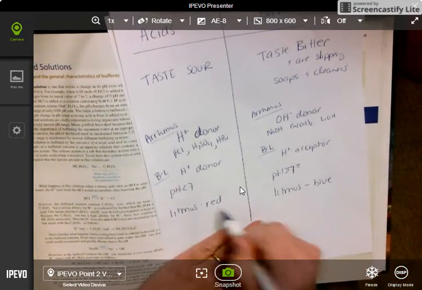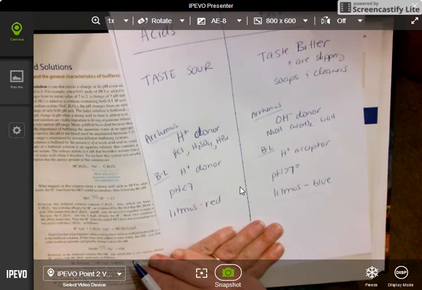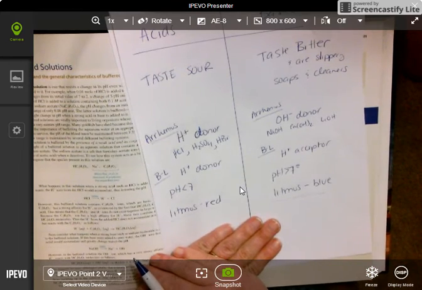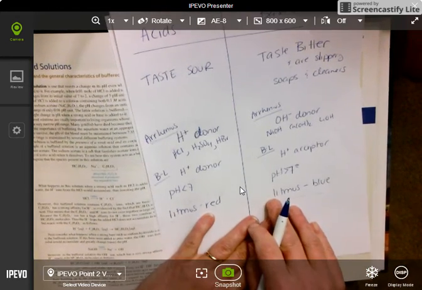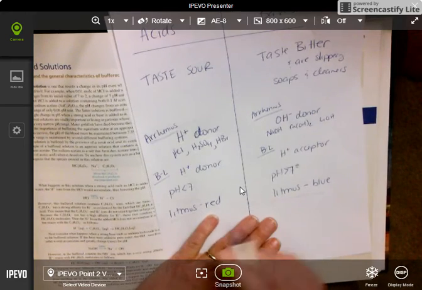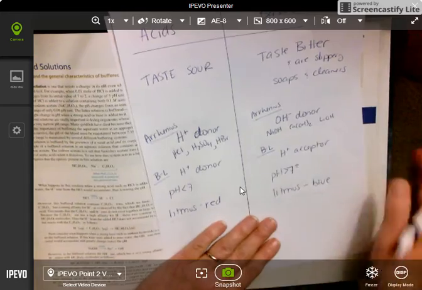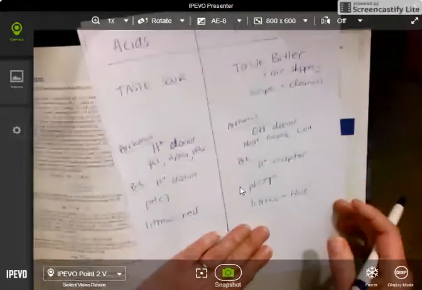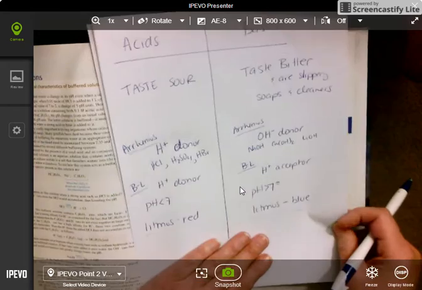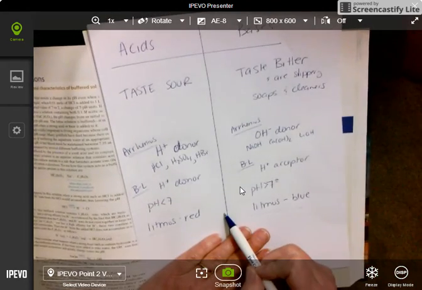Then the other thing is litmus paper, which is an indicator paper. I did know that you were held accountable for this, so I just wanted to talk to you about that. It's an indicator paper. It tells you whether something's acidic or basic. It doesn't tell you how acidic or how basic, typically.